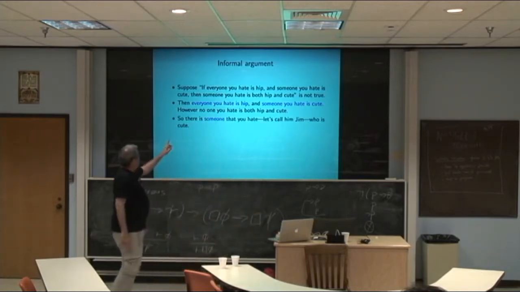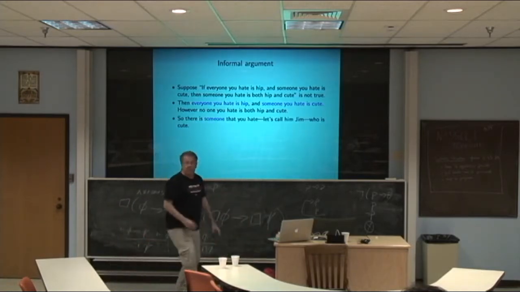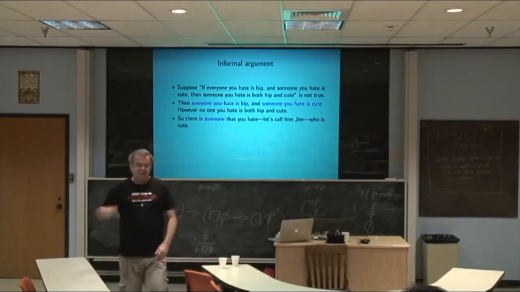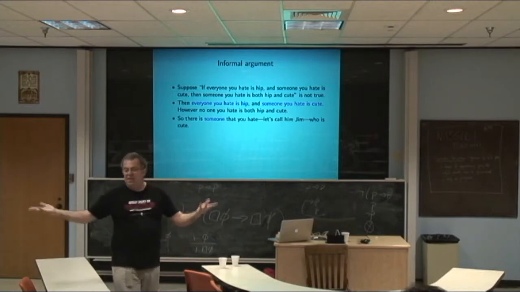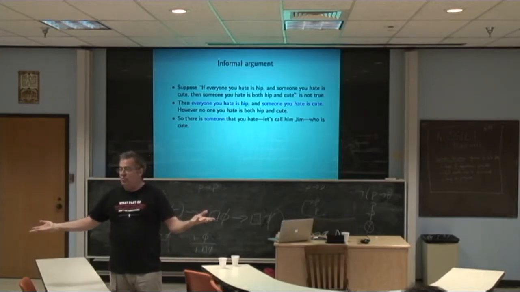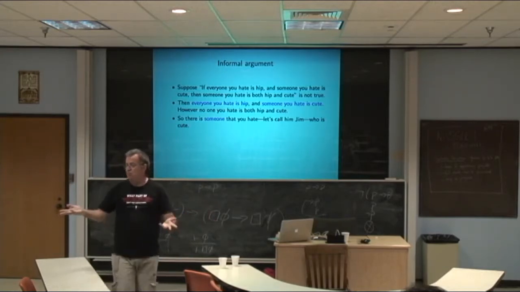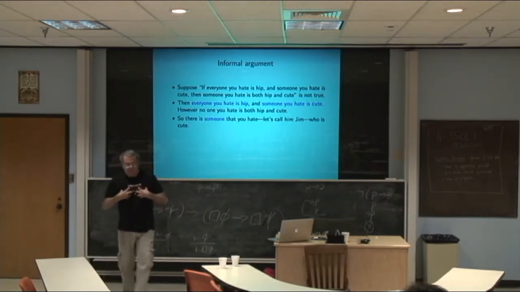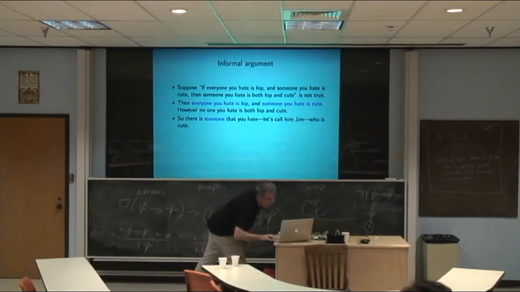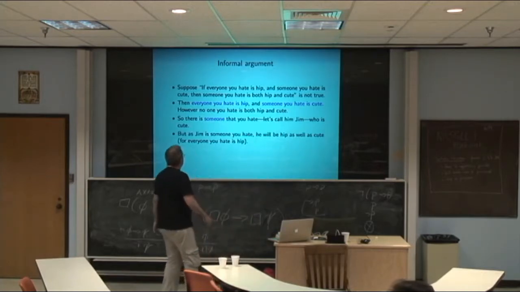Now, here's the move. Someone you hate is hip and cute. Let's go back to the personal logic part. There's someone you hate. Let's call him Joe. We hate Joe. I don't know why, I've never really figured it out, but I feel it. Oh, that's Jim, sorry. Joe I like.